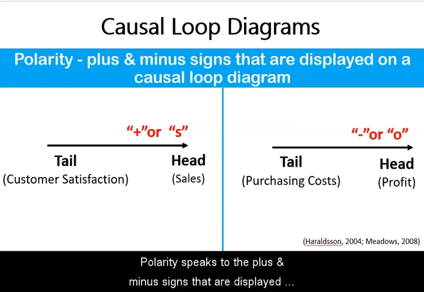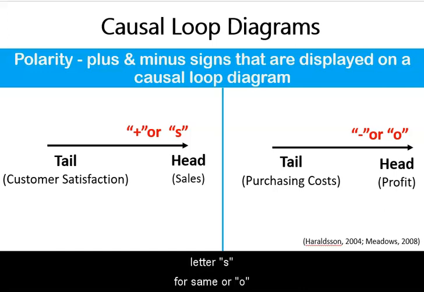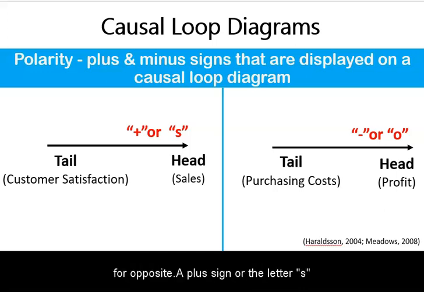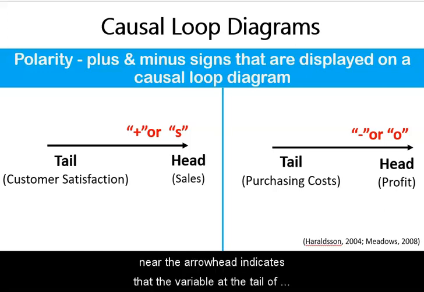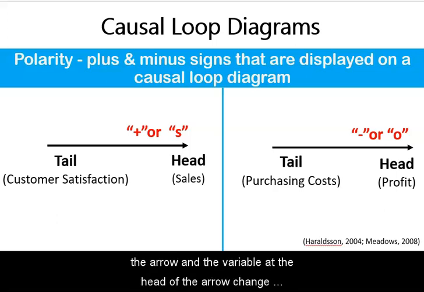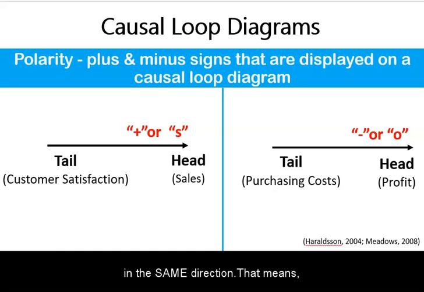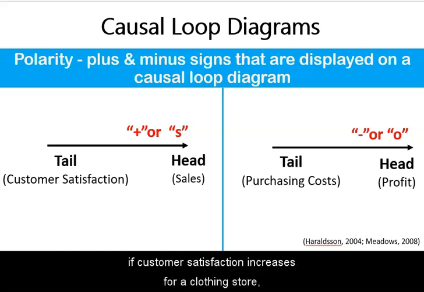Polarity speaks to the plus and minus signs that are displayed on a causal loop diagram. Some diagrams may have the letter S for same or O for opposite. A plus sign or the letter S near the arrowhead indicates that the variable at the tail of the arrow and the variable at the head of the arrow change in the same direction. That means if customer satisfaction increases in a clothing store, then sales increase, and if customer satisfaction decreases, then sales decrease.